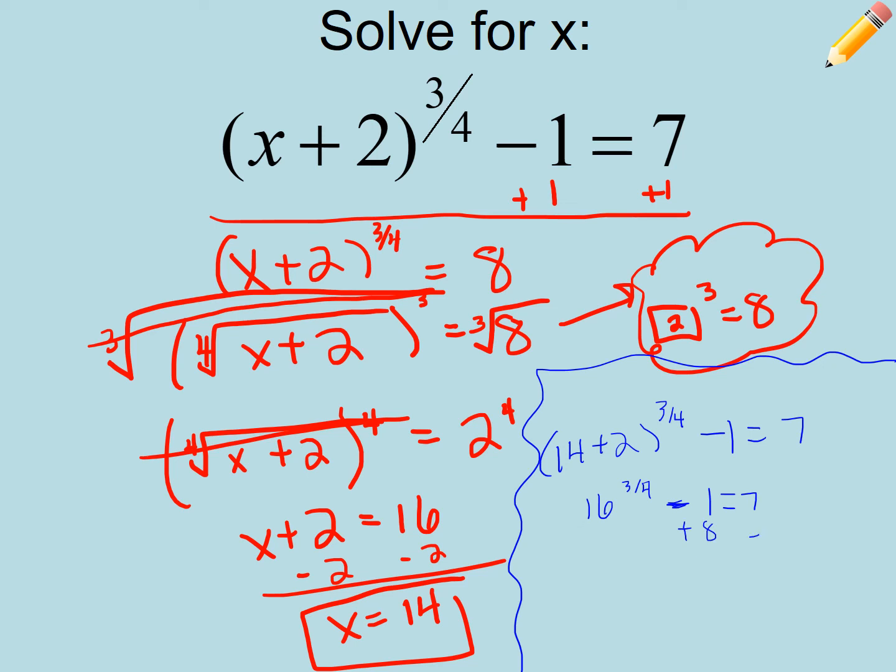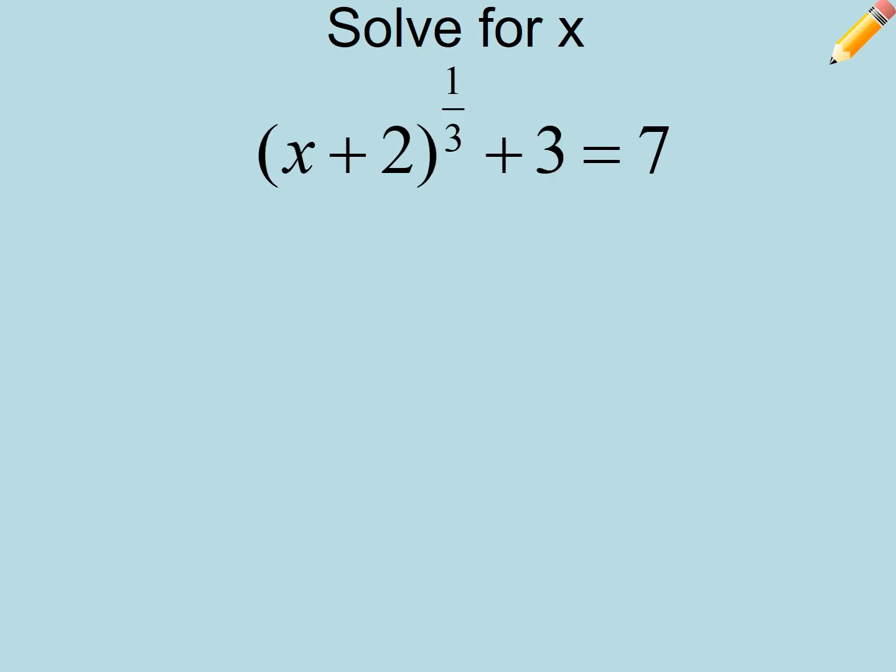You can add 1 to both sides. Sorry, I did that math in my head. 1 plus 7 is 8. Now if we rewrite 16 to the 3/4 as a radical, it'd be the fourth root of 16 all getting cubed. And the fourth root of 16 is 2, cubed. Is that the same thing as 8? Yes, 2 cubed is equal to 8. So luckily, x is equal to 14 is my solution. It's not extraneous.